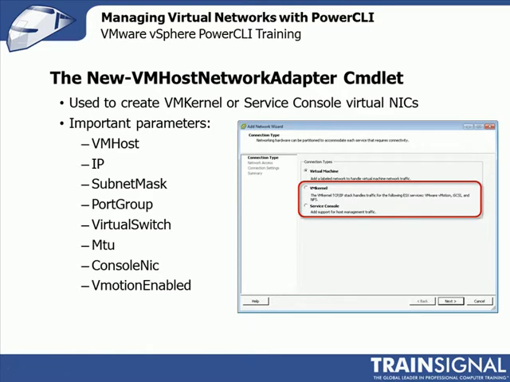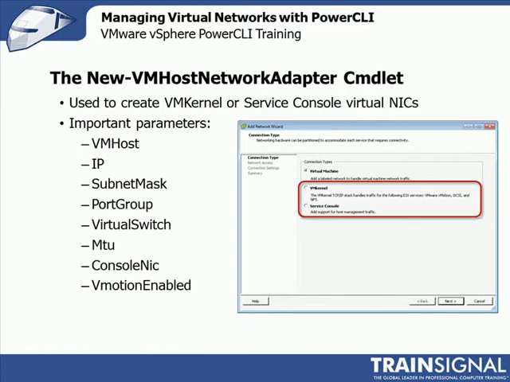VMHost, which you should be familiar with. IP is just going to be the IP address for this network adapter. Subnet mask, port group, virtual switch, MTU, console NIC, and vMotion enabled. These last two, console NIC and vMotion enabled, are Boolean flags. They can either be on or off. If you supply console NIC, you're going to get the equivalent of pressing this last button here under Service Console. And if you don't, then you'll get a VM kernel device.